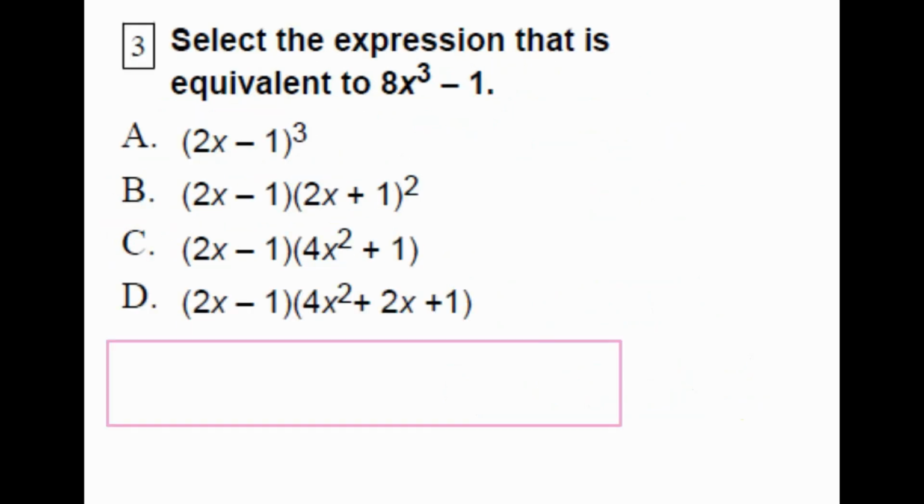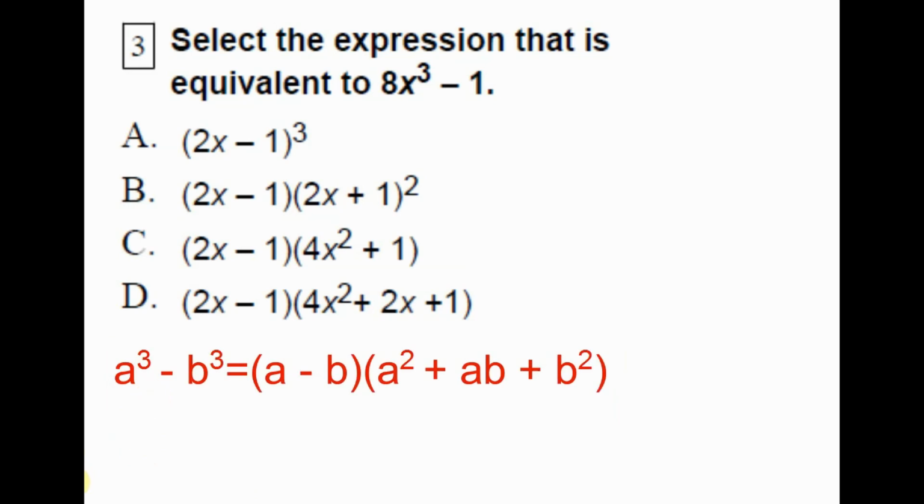Number 3, select the expression that is equivalent to 8x to the third power minus 1. In this case, I'm going to use the following formula, where a cubed minus b cubed is equal to a minus b times a squared plus ab plus b squared. If you'd like to know how I got these expressions, please leave a comment. I'll be happy to upload a proof very shortly.